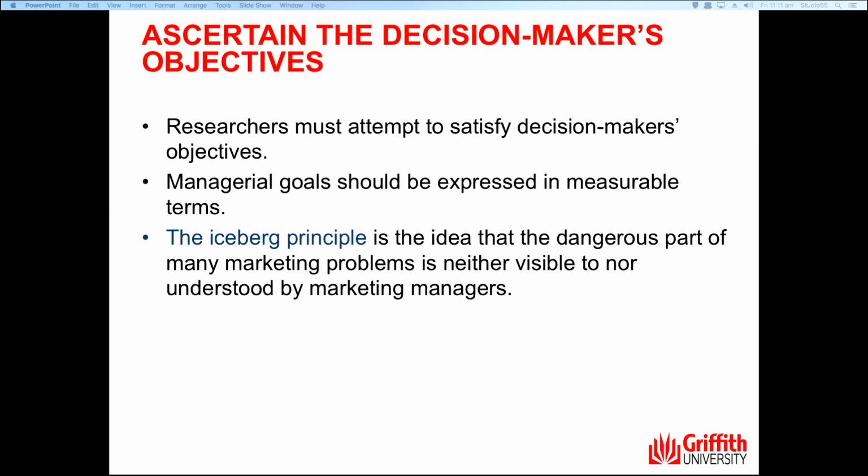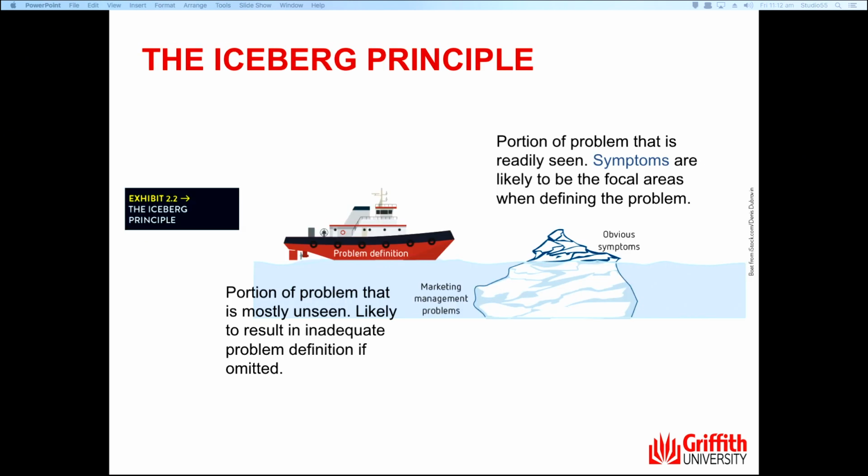As a researcher, you must attempt to satisfy the decision maker's objective, and your goal should be expressed in measurable terms. What are the goals of the relevant stakeholders? If you look at the marketing problem, we can use the iceberg principle. This is the idea that the dangerous part of many marketing problems is neither visible nor understood by marketing managers. This is pretty dangerous, because a lot of the time you are just looking at the symptom, the tip of the iceberg, which is not the real problem.